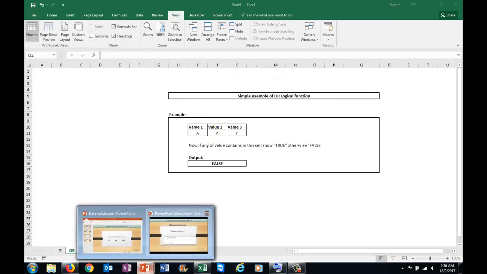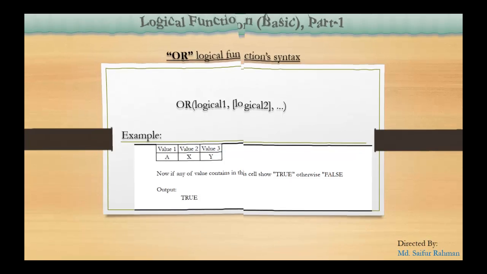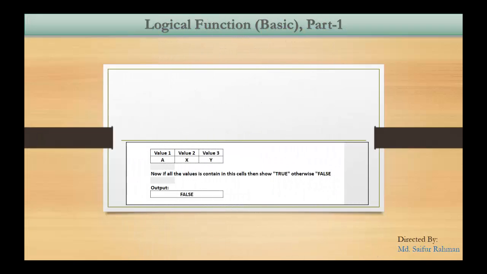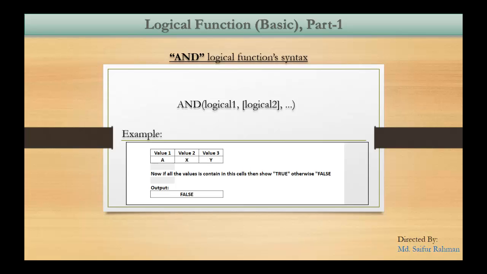And the final logical function is AND. And the syntax of the AND logical function is AND logic 1, logic 2, and many of them. For example, there are three values, value 1, value 2, and value 3. And how does the logical function AND work? When all the values are true, or all the conditions or all the logical tests are true, then it only returns true, otherwise false.